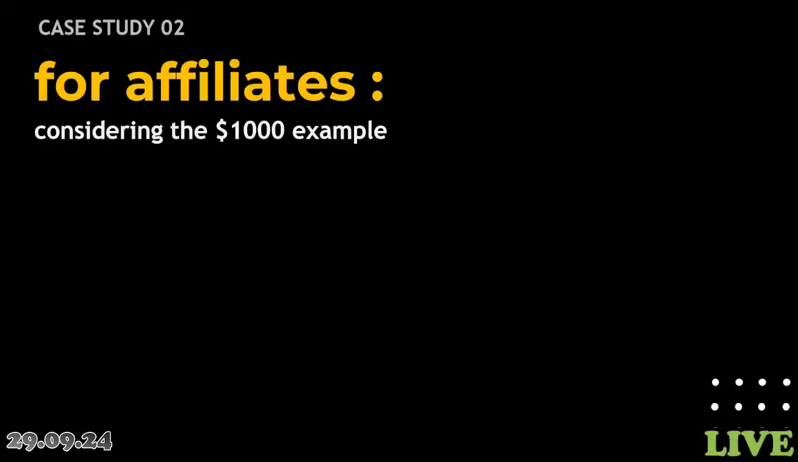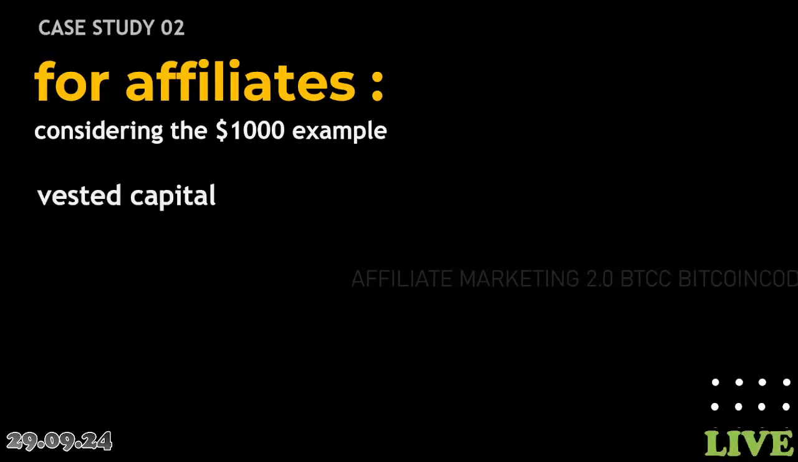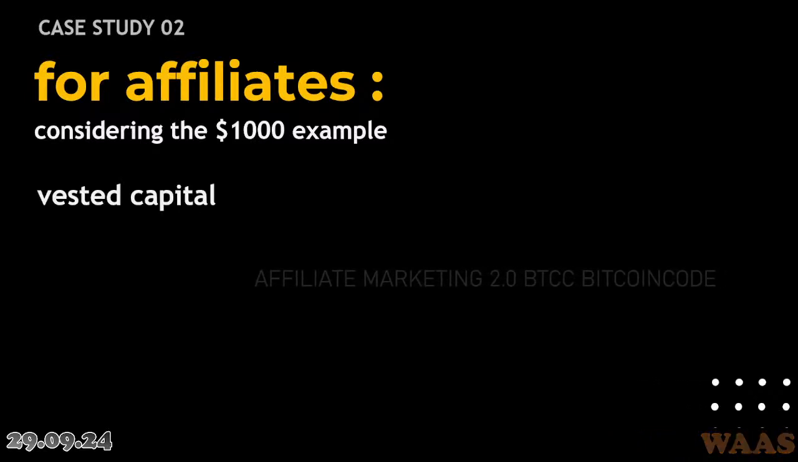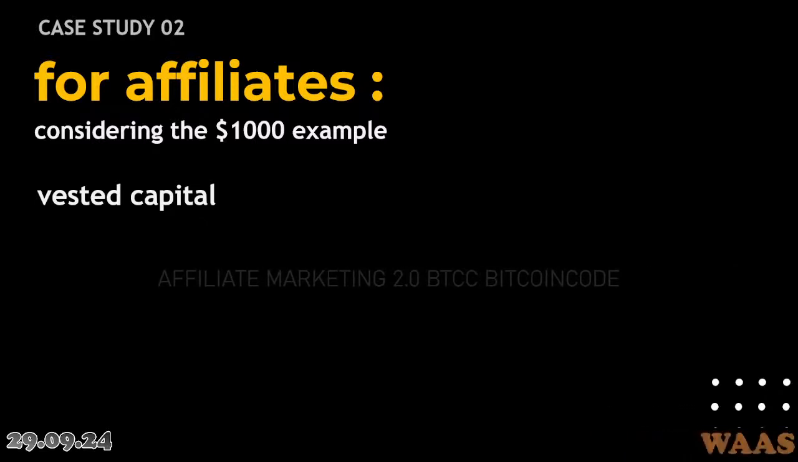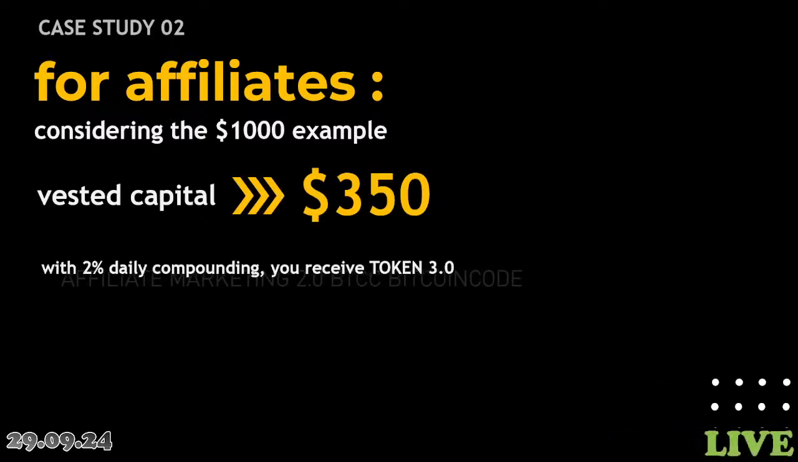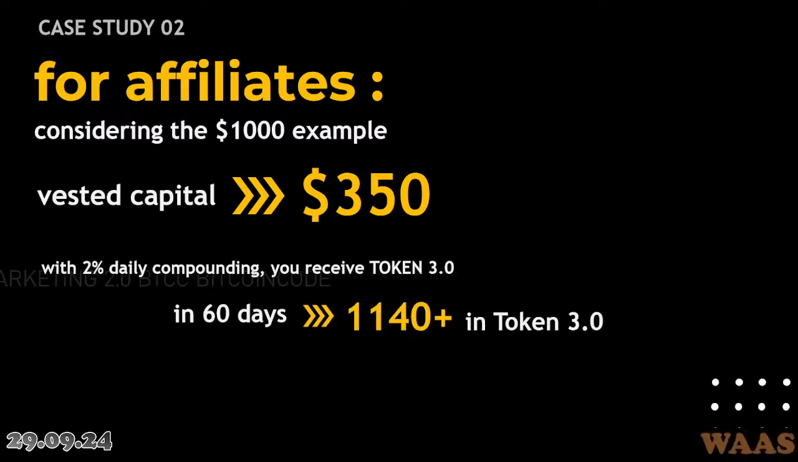All right, now this was just for your understanding. But sorry, one more part is left, that is for affiliates. For affiliates, it's very plain and simple. Whatever you make in affiliate commissions, even that is included in your 5x. That means whatever kickback and matching bonus you make from the 3.0 sales down under your structure, even that is included in your 5x. So for affiliates, again, we'll take the same example, $1,000. Vested capital is 350, and from the very next day they start compounding, right? And they accumulate, like in 60 days, 1,140 tokens.